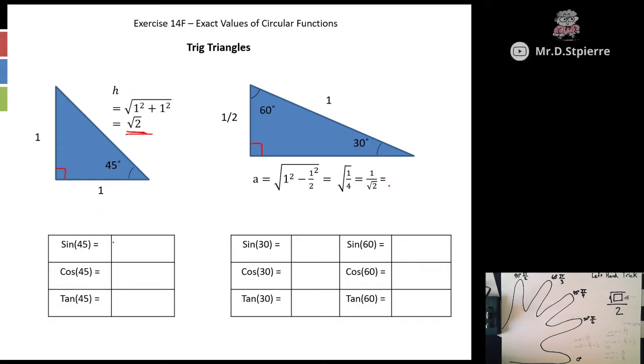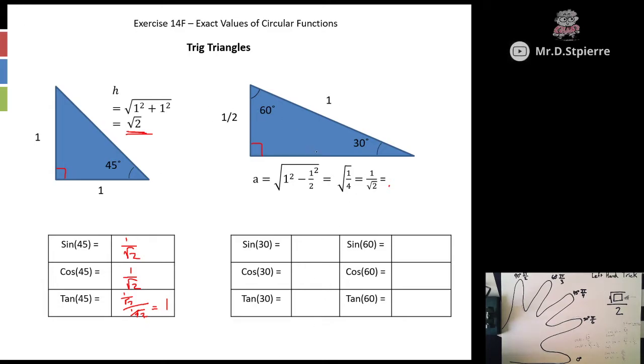So we know sine is equal to opposite over hypotenuse, so that's going to be 1 on root 2. Cos of 45 is equal to adjacent on hypotenuse, so that's going to be 1 on root 2. And then tan of 45 is opposite on adjacent. So we get 1 on root 2 divided by 1 on root 2, which is just going to be equal to 1. And we can do the same for sine and cos.